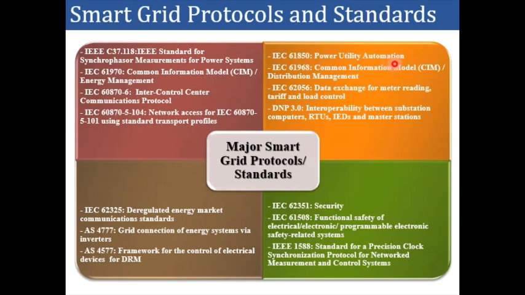So this we will discuss in detail, and we will try to understand how 61850 can be utilized for standard data communication in substation automation. IEC 61968, which is Common Information Model for Distribution Management System. This we will discuss along with 61970 when we will talk about the smart grid interoperability challenges. Then IEC 62056, which is nothing but the DLMS COSEM protocol, and this we have already discussed when we discussed the smart metering data communication.